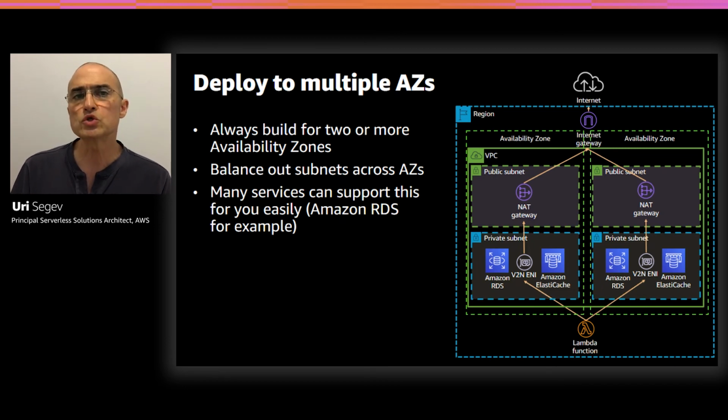For that reason, when you attach a function to a VPC, you should also attach it to multiple subnets in multiple availability zones. If you do not do that, you may lose your availability. If one availability zone goes down, and that's the availability zone that you use to attach the Lambda function to, then you're going to lose the access to your VPC.